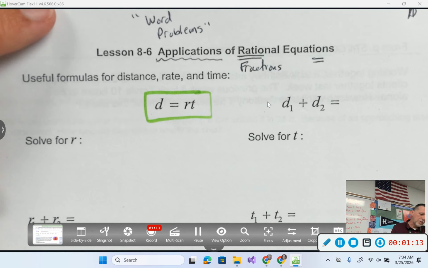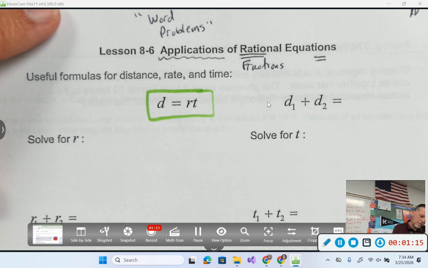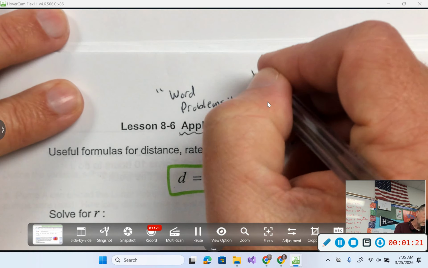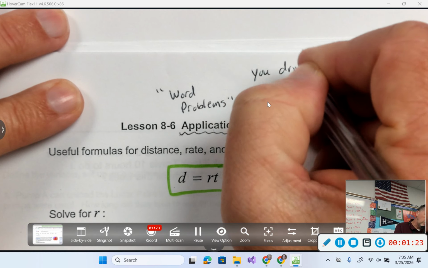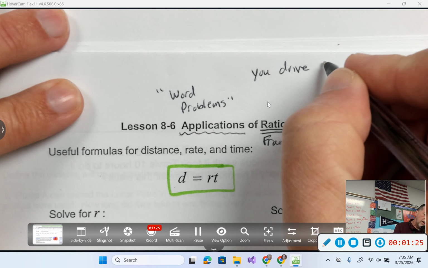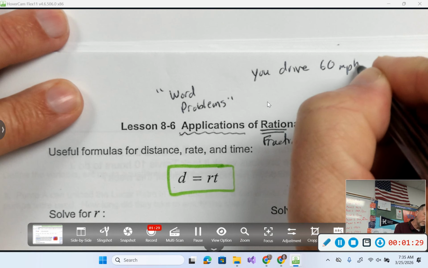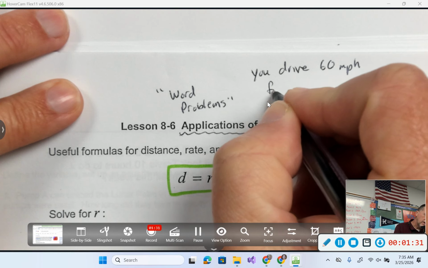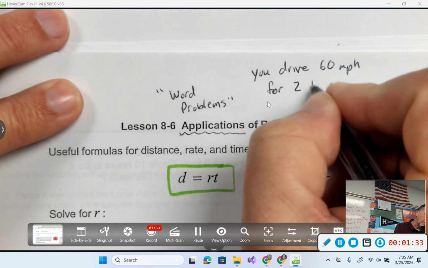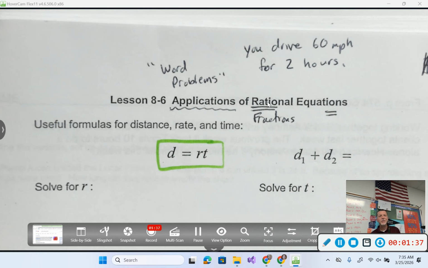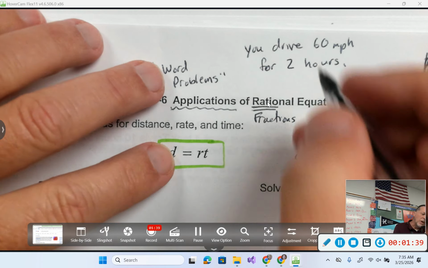Maybe we should back up a second. Distance equals rate times time. Let's do an easier problem then. Let's say you drive, we'll be on the highway here, 60 miles per hour for 2 hours. Right, 120 miles. Like some of it you just kind of know.